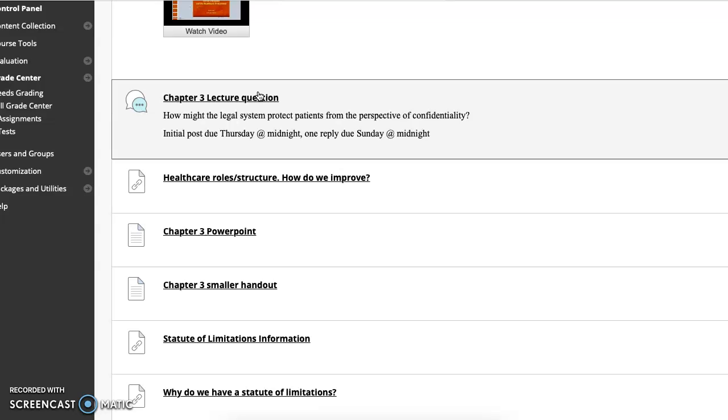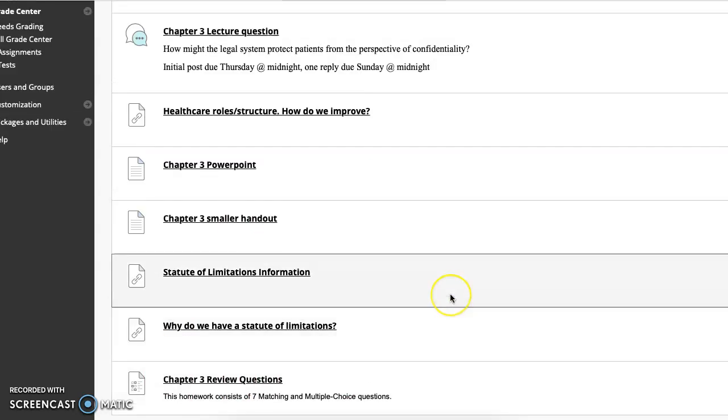You're going to want to reply to another student as well, just in the outline as it says: Thursday at midnight for your initial post and your one reply by Sunday at midnight. And then you have your chapter three review questions.